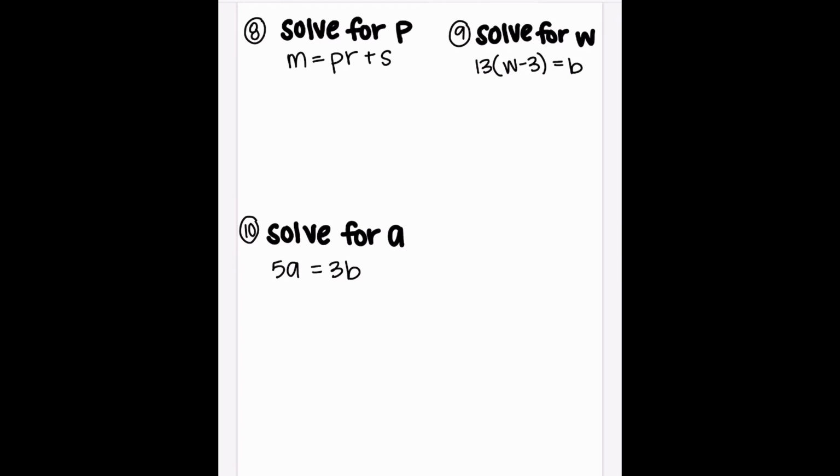So notice where the p is. It is attached to the r through multiplication. So before we can move the r, we have to move the s. I'll say that again. Before we can split the p from the r, we have to move the s. So to move the s, we need to do the inverse of add s, which is subtract s on both sides.